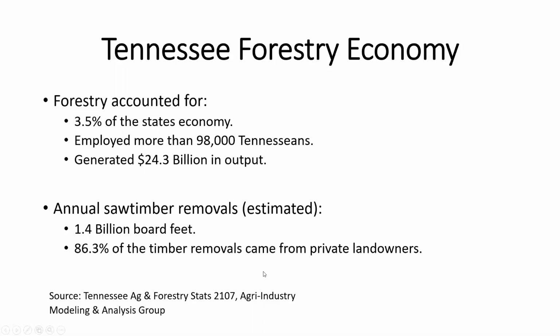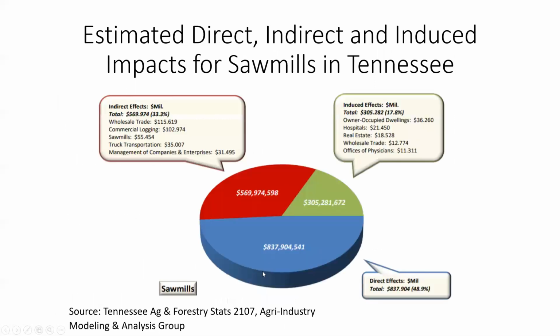When we look at the annual saw timber removals, Tennessee generates about 1.4 billion board feet of lumber a year. And of that, about 87% is removed from private landowners. So this is why, when I sit down with landowners, we want to make them aware of the value of their lumber and also what can be done to better manage it long term.